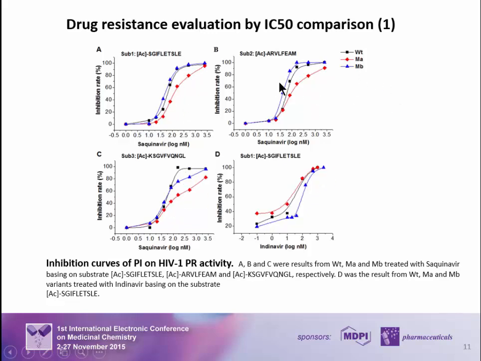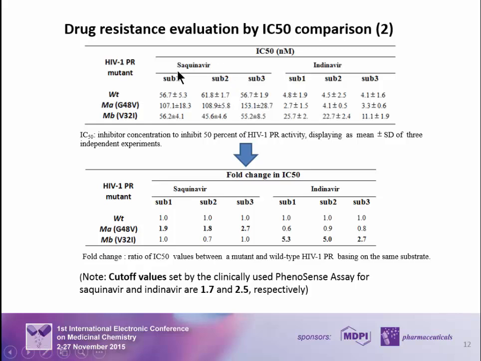And when we look at mutant B, the blue line, we can find a delay curve only for indinavir but not for saquinavir. And no matter which substrate was considered, here we just show the result from substrate 1. And according to this inhibition curve, the IC50 was calculated and shown in the upper table. So this IC50 is for saquinavir and indinavir, from different HIV proteases and based on different substrates.